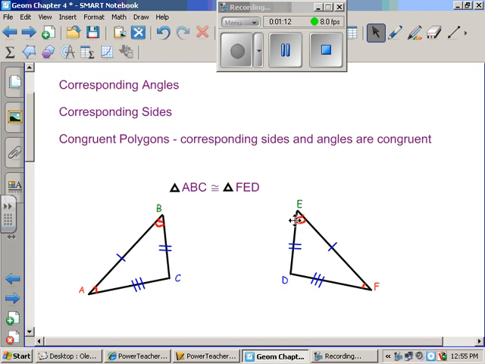And side AB corresponds to what side? EF, right? Because they're equal. See, one tick mark. DF corresponds to what in A over here? AC. Does everybody see how I'm finding those corresponding sides and angles?